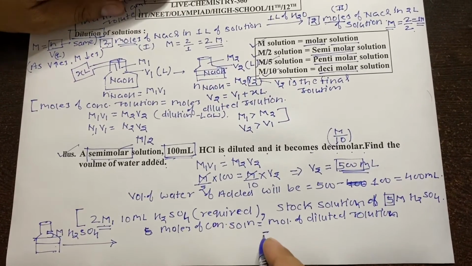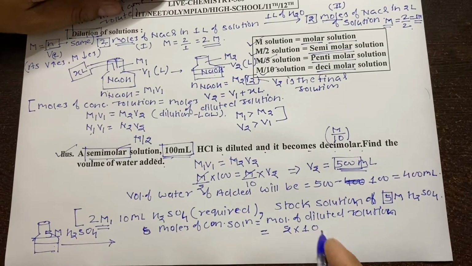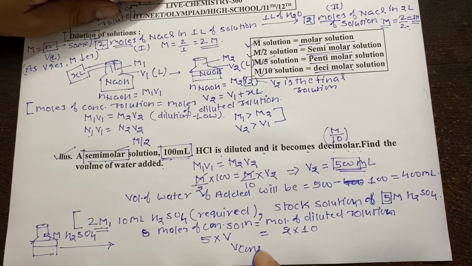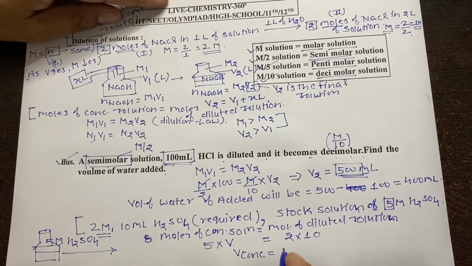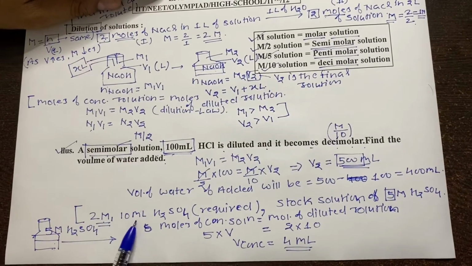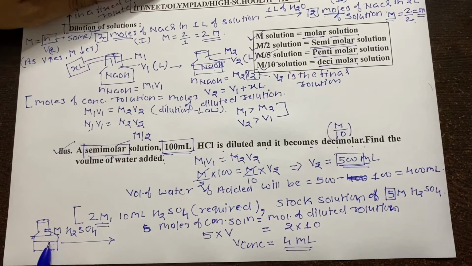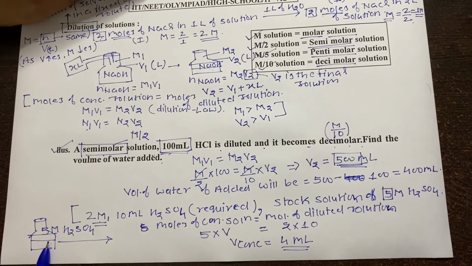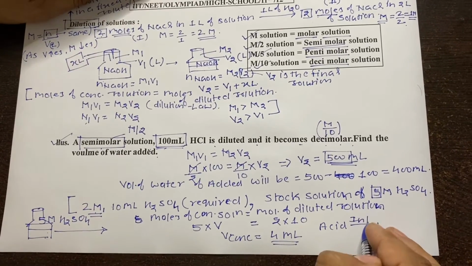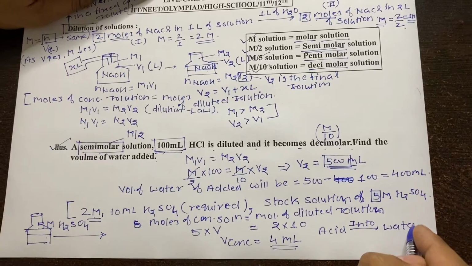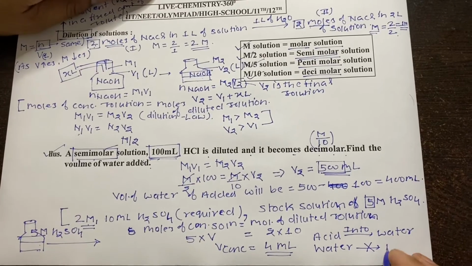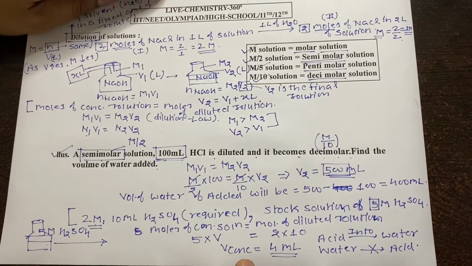So we can say that 2 into 10 ml will be equal to 5 into V. Definitely the volume of concentrated solution which is required will be 4 ml. So first, to prepare 2 M 10 ml H2SO4 solution, 4 ml of H2SO4 will be taken, and it is to be noted that we will add acid into water during the dilution process, not water into acid, because this is a highly exothermic reaction.